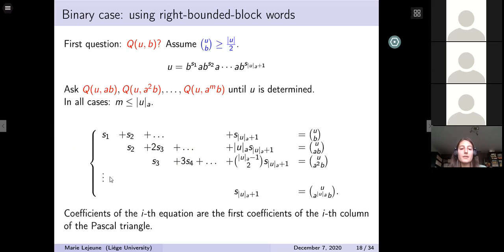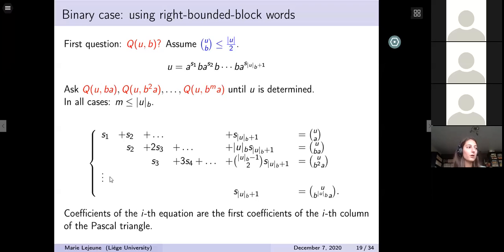Okay, and in the case where there are fewer B's than A's, that's really easy. I swap the letters A and B, and I'm going to ask questions BA, BBA, BBBA in place of AB, AAB, and so on. And these words are what we call right-bounded block words. In fact, it's just a letter that you repeat and then the other letter one time.